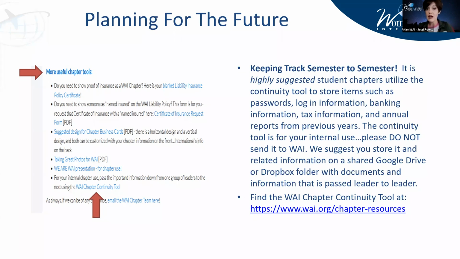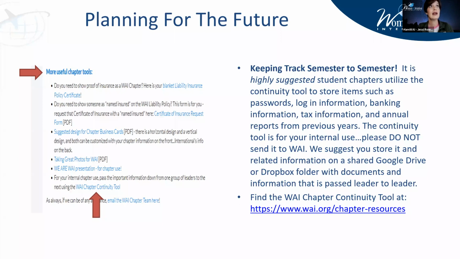We suggest that you store it and all related information on a shared Google Drive or in a Dropbox folder, with documents and information passed from leader to leader. This is information that leadership has access to, not your entire chapter. You can find your continuity tool again on your chapter resources page under the WAI chapter continuity tool.